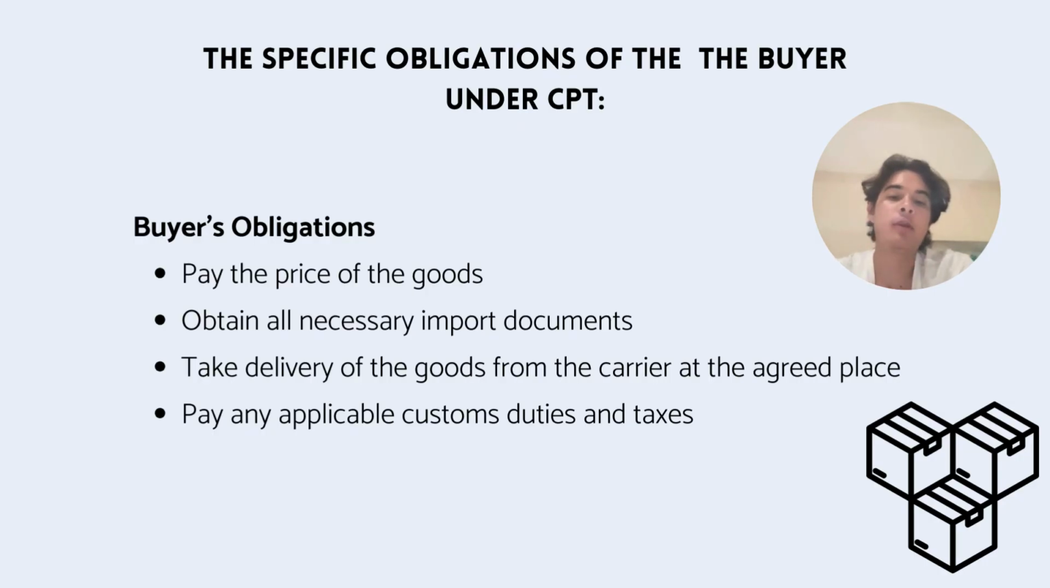So now we're going to talk about some of the specific obligations of the buyer under the Carriage Paid To Incoterm. The first one is that the buyer has the obligation to pay the price of the goods. This sounds obvious, but the buyer and the seller previously agreed on a price, and the buyer has the obligation to pay this price once the transaction is made.